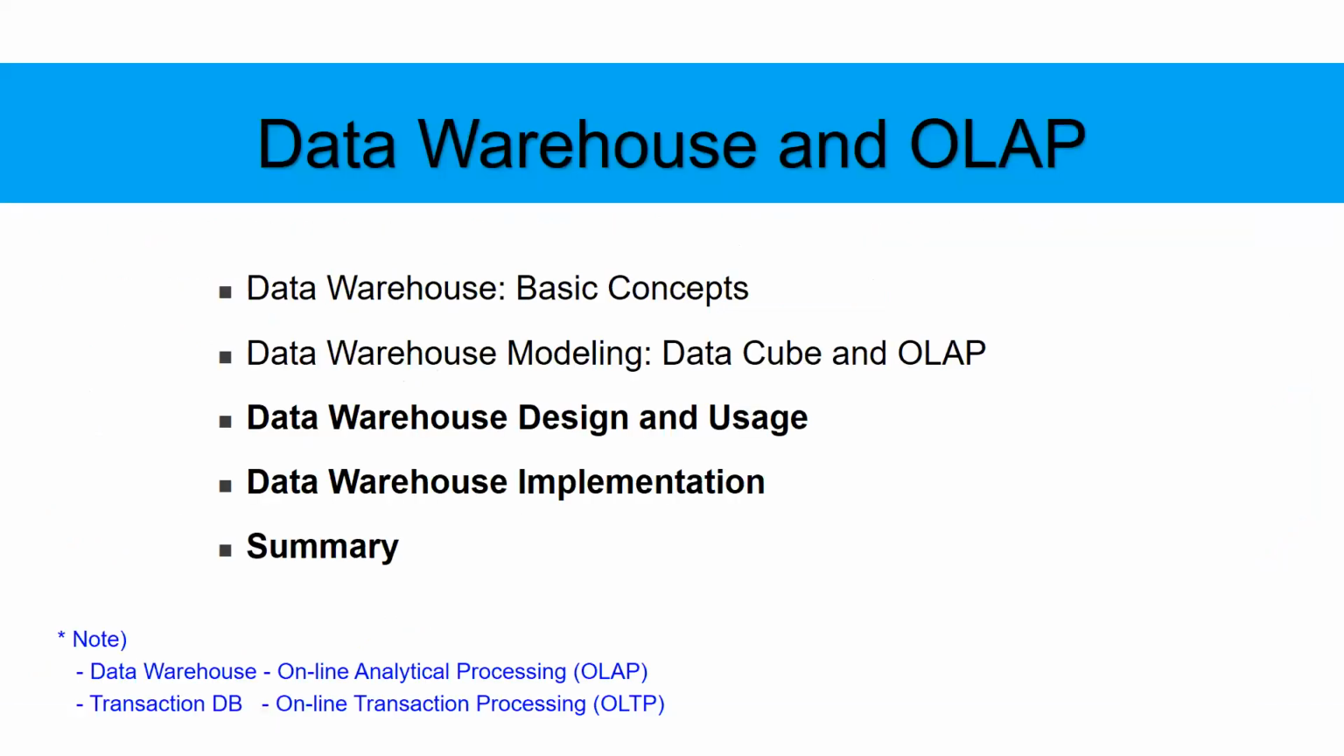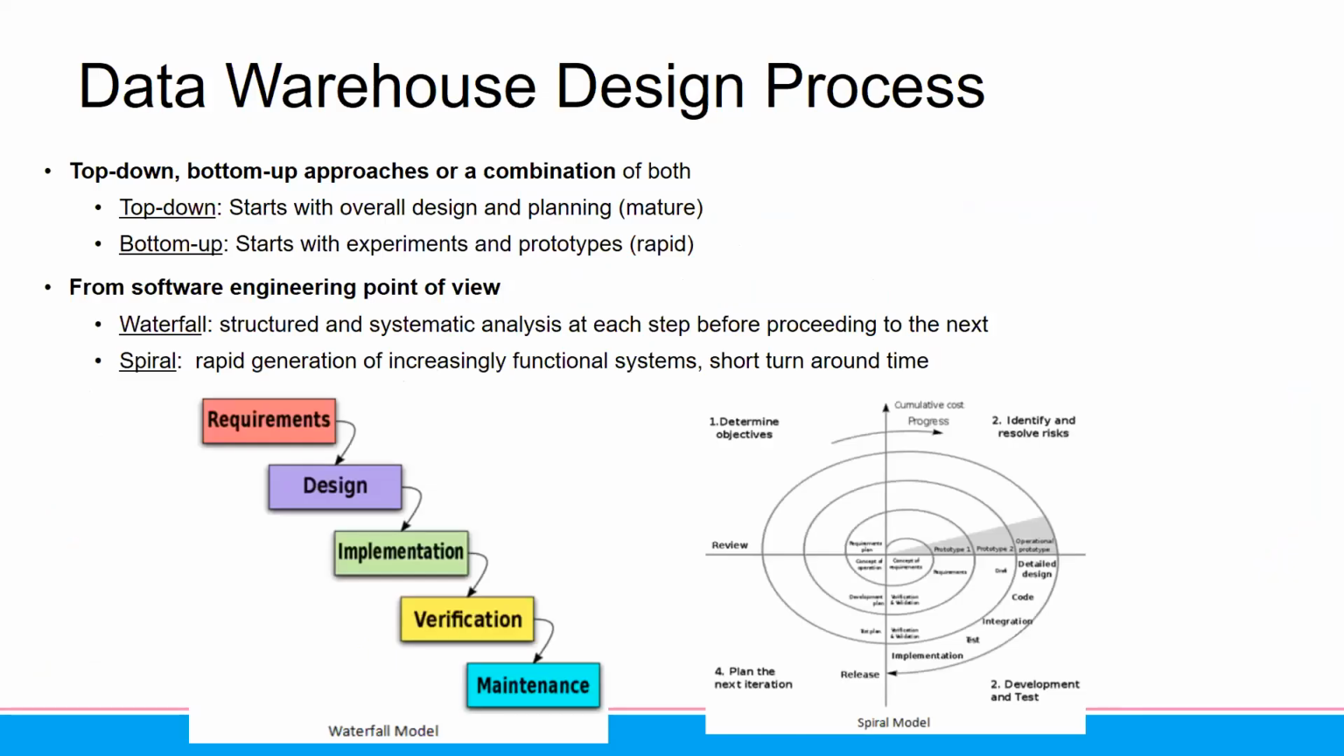Moving on to the next slide about data warehouse design and usage, I would like to share some implementation of the data warehouse. In the data warehouse design process, there are two approaches: the first is top down and the other is bottom up. Top down means everything starts with overall design and planning. If it is bottom up, then it starts with experiments and prototypes.